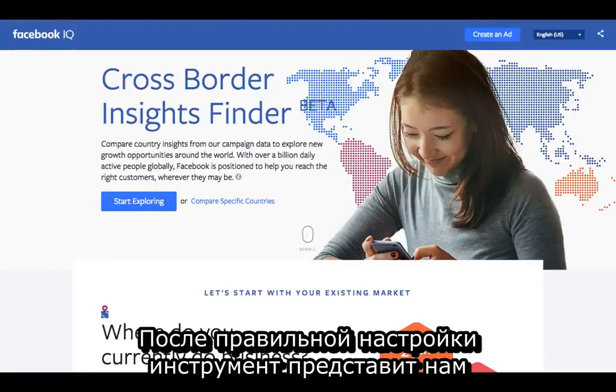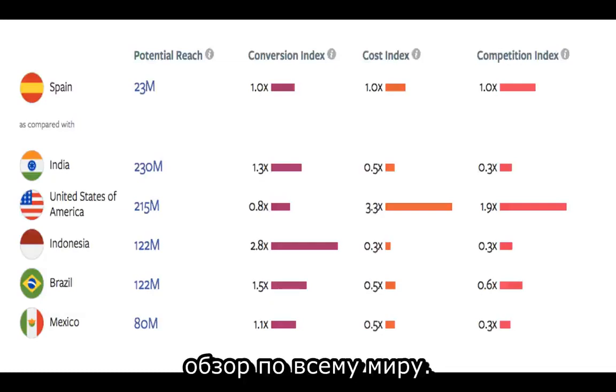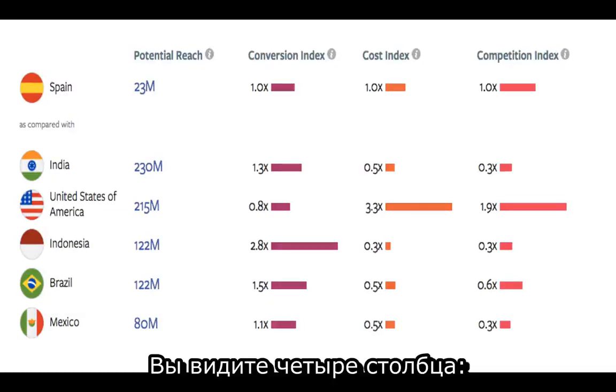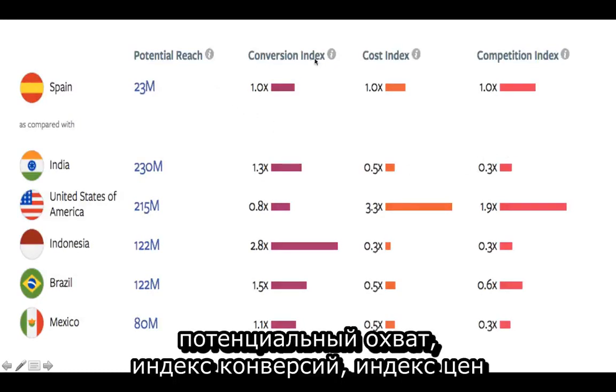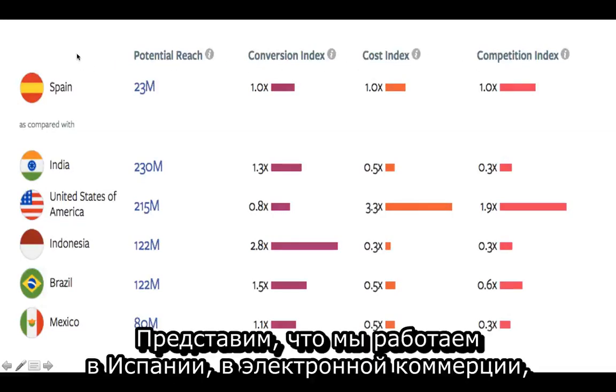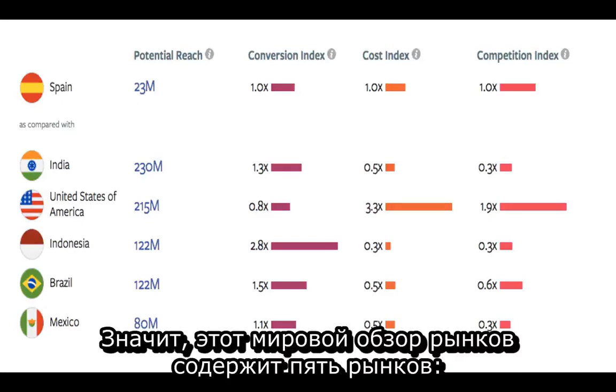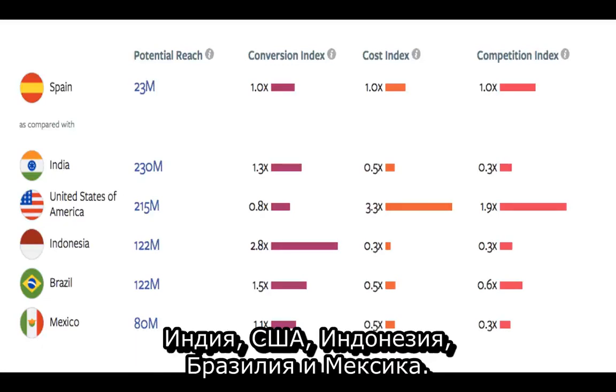Okay, so after we've done the setup, they're going to present us first a worldwide overview. So you see the 4 columns: potential reach, conversion index, cost index, and competition index. And for example, if we imagine that we sell in Spain in the e-commerce industry, and our campaign objective is conversion, then worldwide, a nice market overview, they give us those 5 countries: India, US, Indonesia, Brazil, and Mexico.